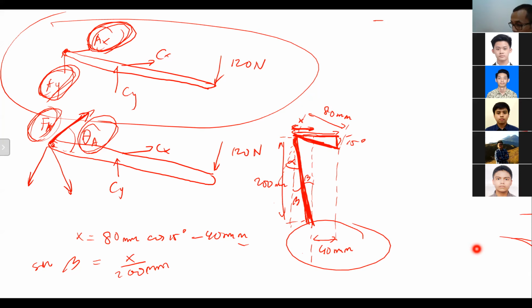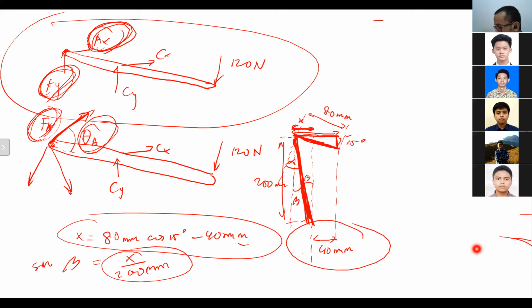Correct, Jovan? It's sin beta, right? Yes. Okay, sin beta is equal to X divided by 200 millimeter, where X is like this. So if you want to find the value of beta, you can just find the arcsin of this particular value. So you will be able to find beta.